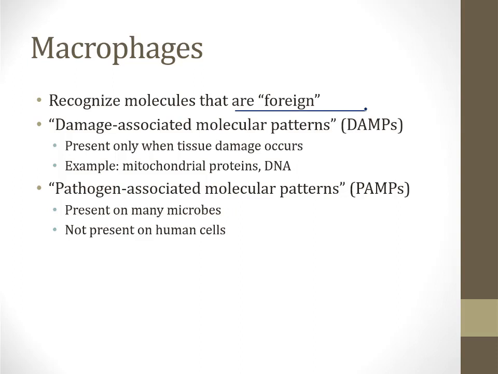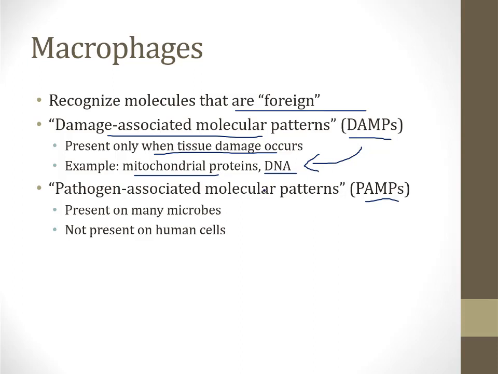The two types of molecules they can recognize are called DAMPs and PAMPs. So DAMPs are damage-associated molecular patterns. These are molecules that are found in tissues only when there has been some form of tissue damage. For example, proteins in the mitochondria shouldn't normally be exposed in tissue beds, neither should DNA. So macrophages can recognize these, they're called DAMPs, and then they can trigger an acute inflammatory response.